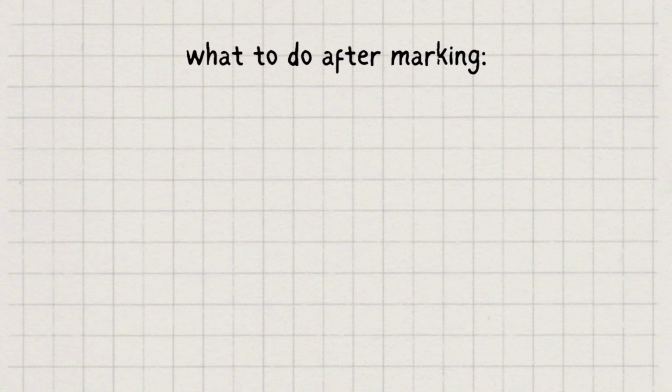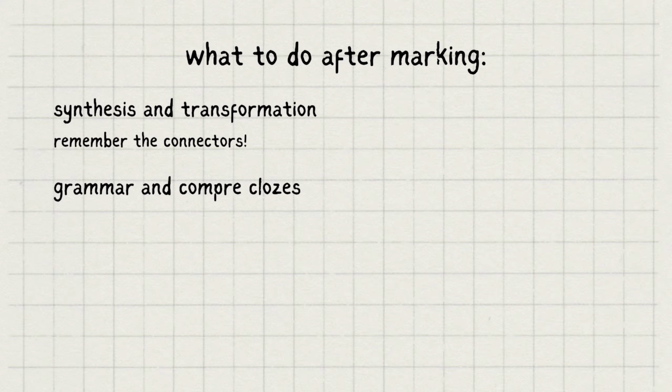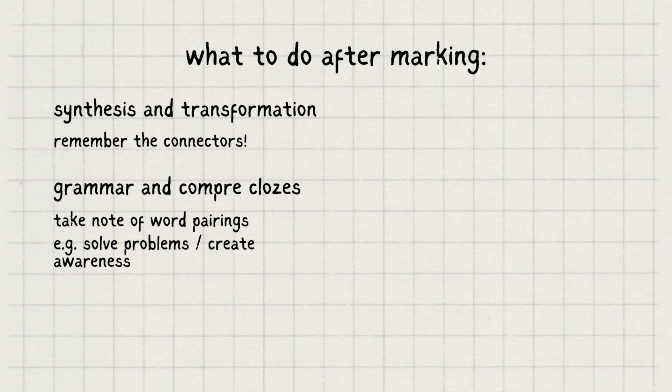Whenever you're done with the English paper, mark it and go through it yourself. Here are some things you should take note of when you're going through the paper. Firstly, take note of the synthesis and transformation questions that you get wrong. You should ensure that you know what connectors you need to use for different questions. Next, for grammar or complete clues, take note of what words pair with each other. For example, solve problems or create awareness.